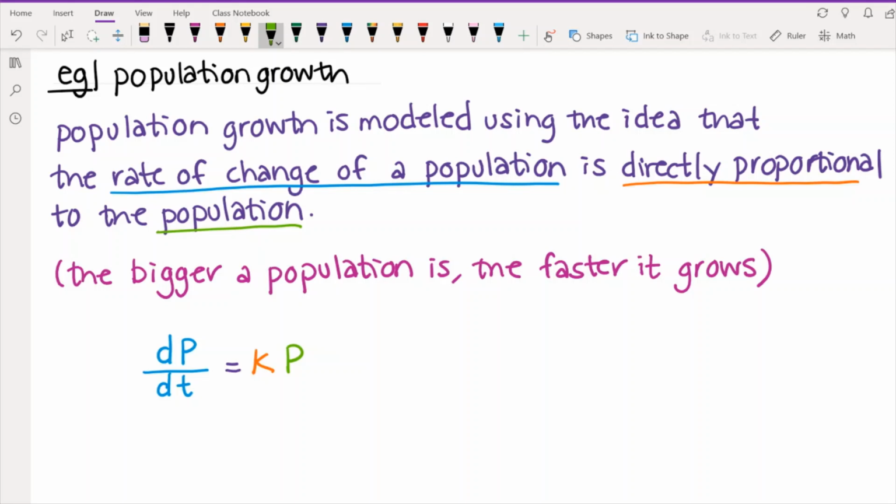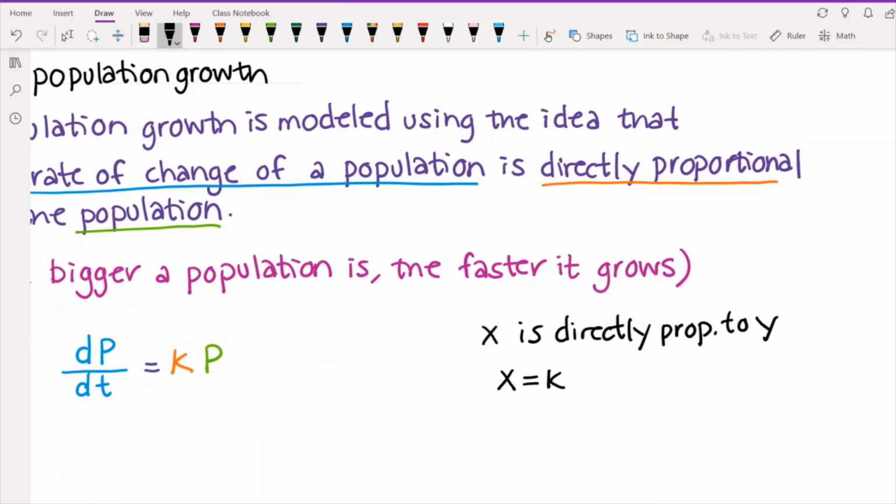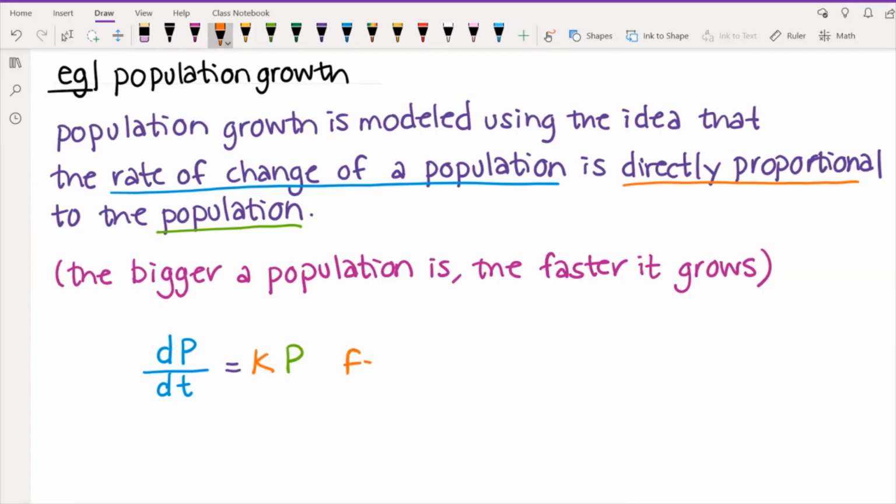So, just to give a side example, if I were to write down the sentence, x is directly proportional to y, all that means is that x is equal to k times y for some number k. So directly proportional just means that there's some number that relates these two things via multiplication. It could be x equals 2 times y, or x equals 5 times y, or x equals y, or anything like that. So let me just add here, for some number k.